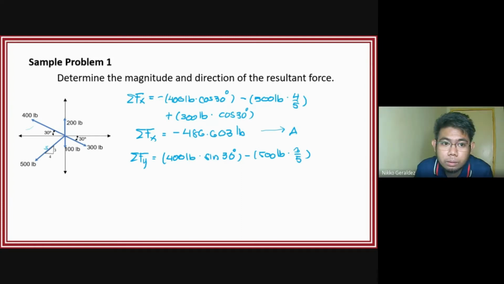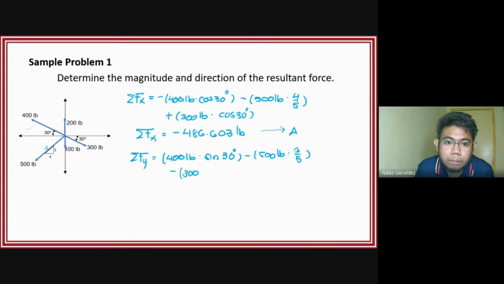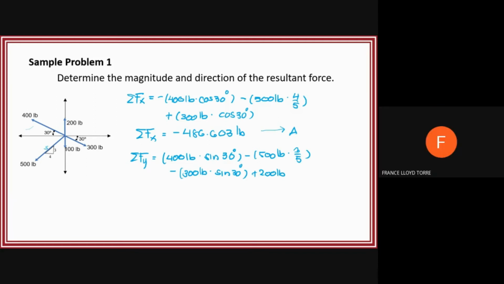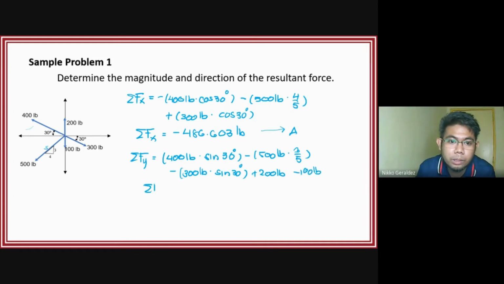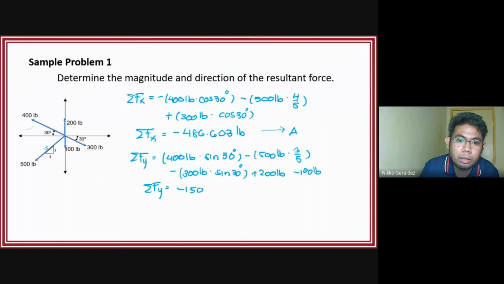So next, 300 pounds. Negative, sir. So negative 300 pounds times sine 30 degrees. The next 200 pounds upward, so positive 200 pounds. Then 100 pounds downward, negative 100 pounds. So what is summation of forces along Y? Negative 150 pounds.